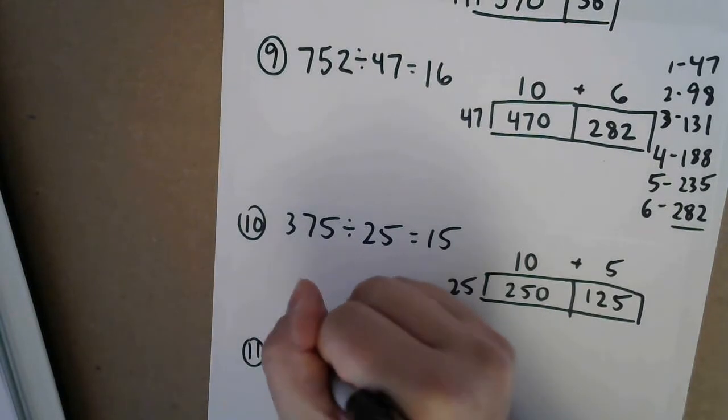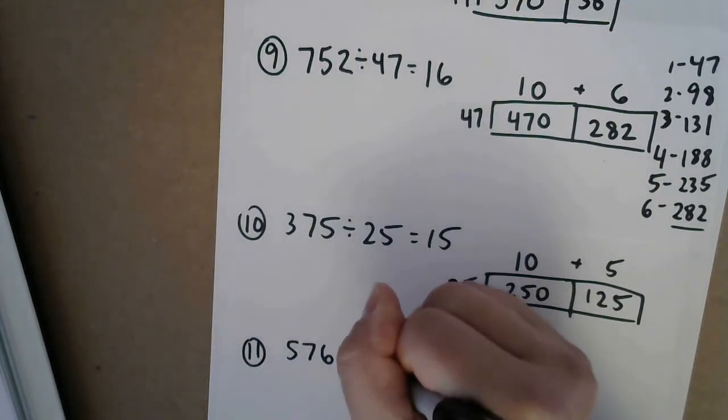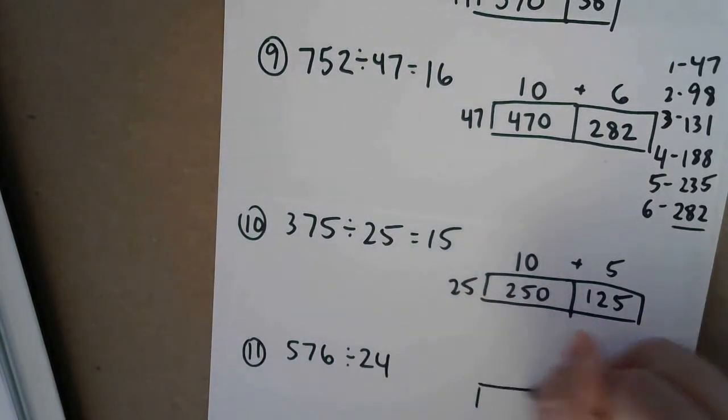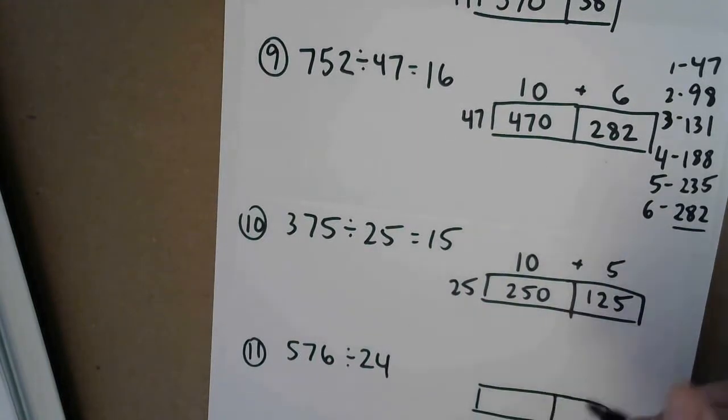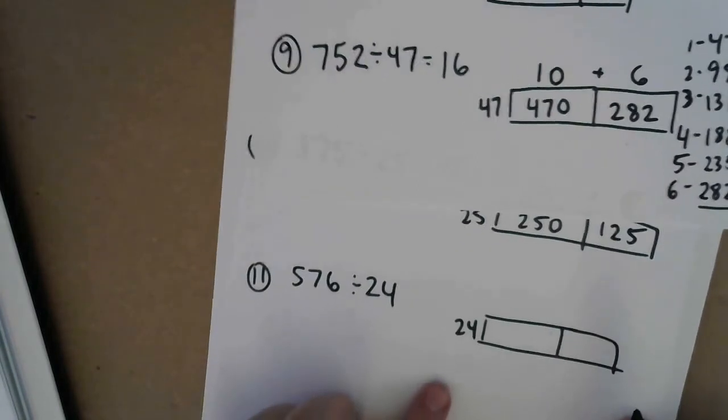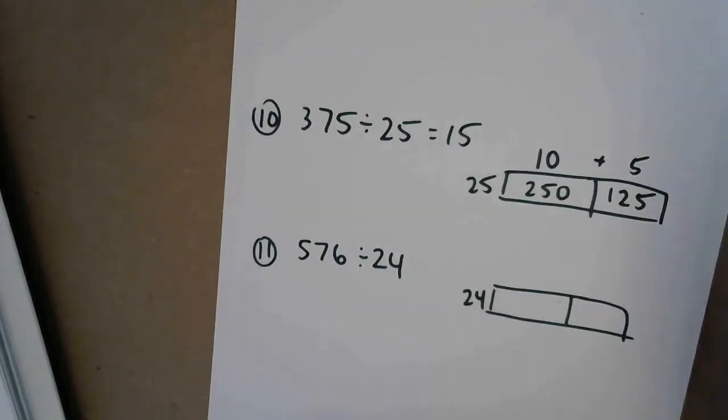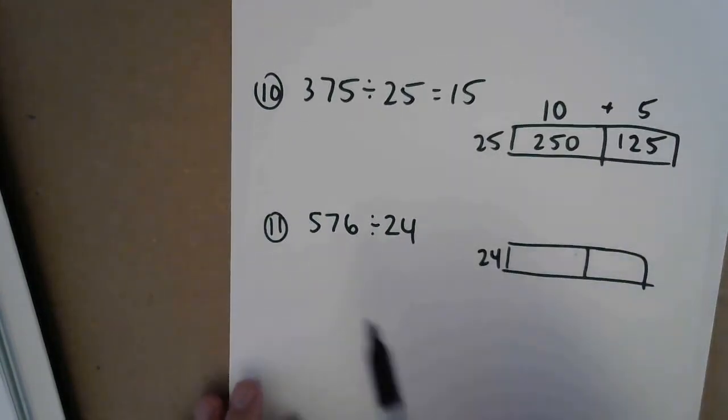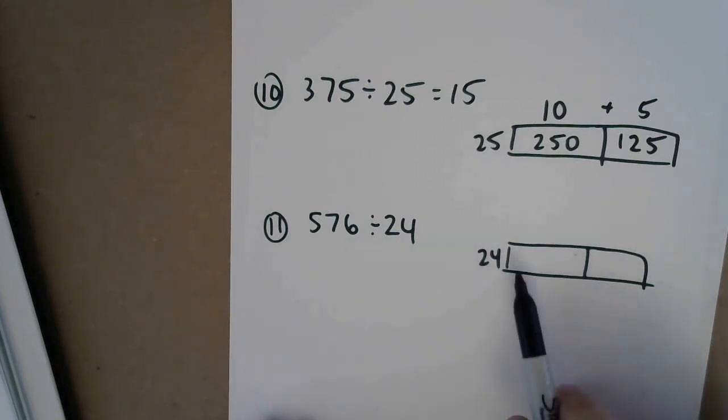Last one is number 11. It says 576 divided by 24. I'll make my model again. There it is. 24 is going to be here. That's my divisor. You can't see it if it's not there. So now I want to think about 576, breaking that down into a compatible number with 24. Now, obviously, I could write 240, right? I think we're all on board with that. But I could also make that a little bigger.